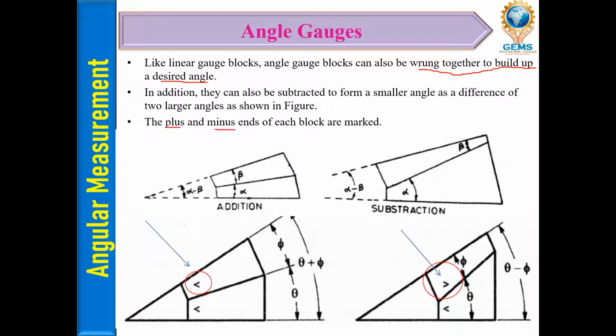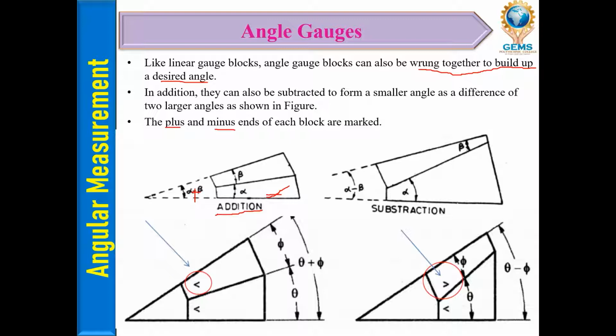So they can also be subtracted to form a smaller angle as a difference of two larger angles, as shown in the figure. If it is an addition, it is alpha plus beta. So this is not minus, this is alpha plus beta. This is an alpha angle, and this is some other angle, beta.